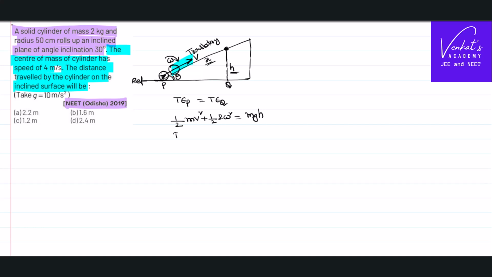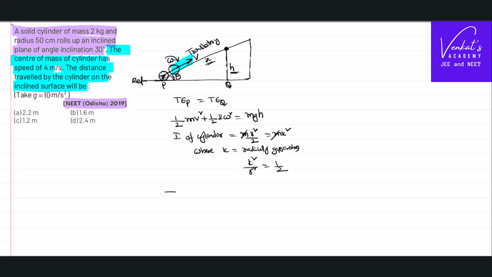Let's do that. What's I of a cylinder about its natural axis passing through the center, perpendicular to the plane? It is m r square by 2. In general, I can write that as m k square, where k is the radius of gyration. So m r square by 2 equals m k square. So I can write k square by r square equal to 1 by 2. We need it in the further part.